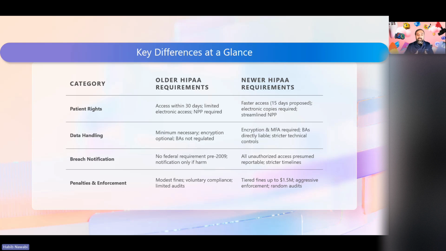As we continue, let's go a little bit further, right? The key differences at a glance. The key area is the faster access of 15 days proposed, electronic copies required, streamlined. So prior to that, organizations could give that information in a certain amount of time. Now it's 15 days or sooner. The encryption is more focused on directly liable and stricter technical controls, right? Encryption in transit and at rest are now key. And then also unauthorized access for breach, reportable with stricter timelines. Each state will have their own requirements, the industry and your insurance requirements. And there's also going to be more tiered fines, up to $1.5 million, right? So this is where they're also evolving the penalties.